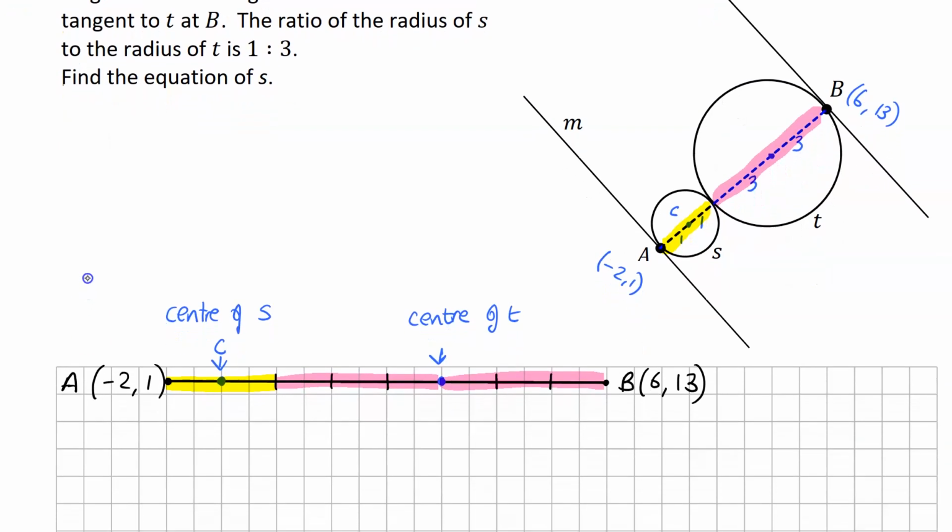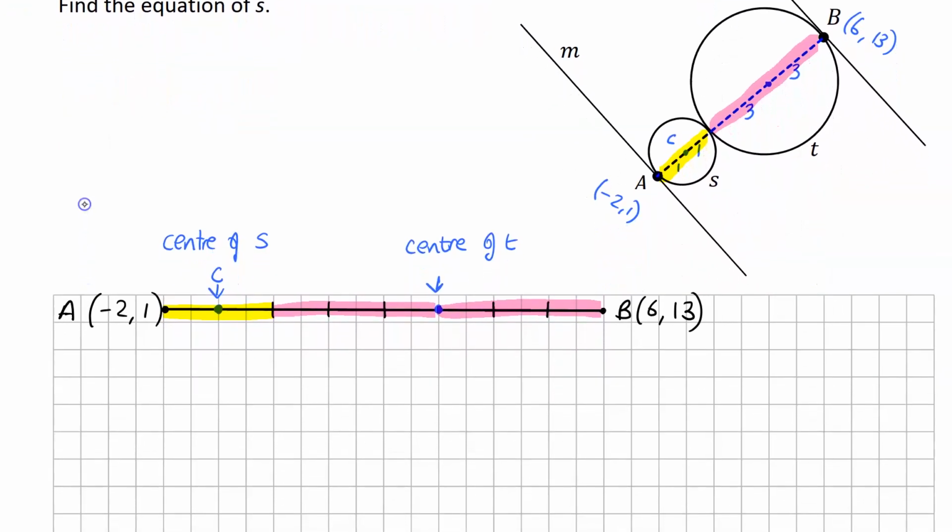Okay, so what we should see then is the total distance from A to C. So I'm going to do this by translations. It's the easiest way to find the coordinates of C. So if I want to get from A to B, what translation will I need? Okay, well what we'll see is from -2 to 6 will be +8, and from 1 to 13 will be +12.